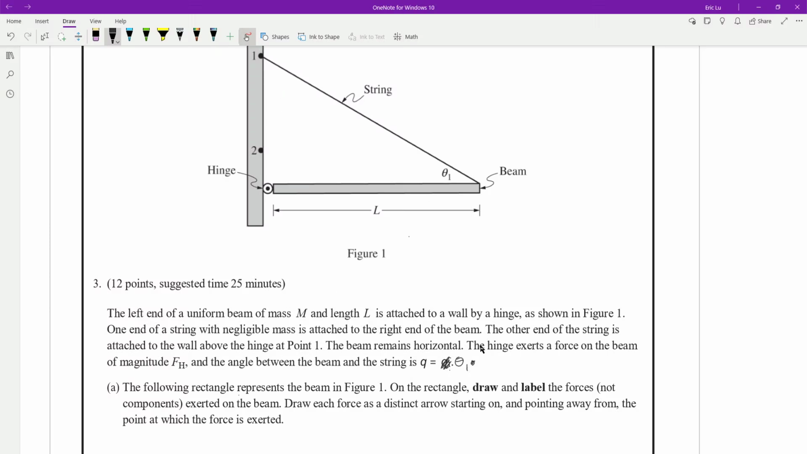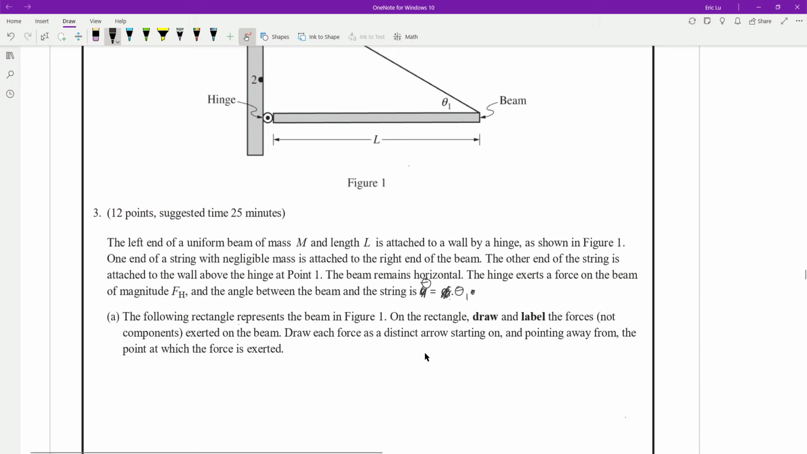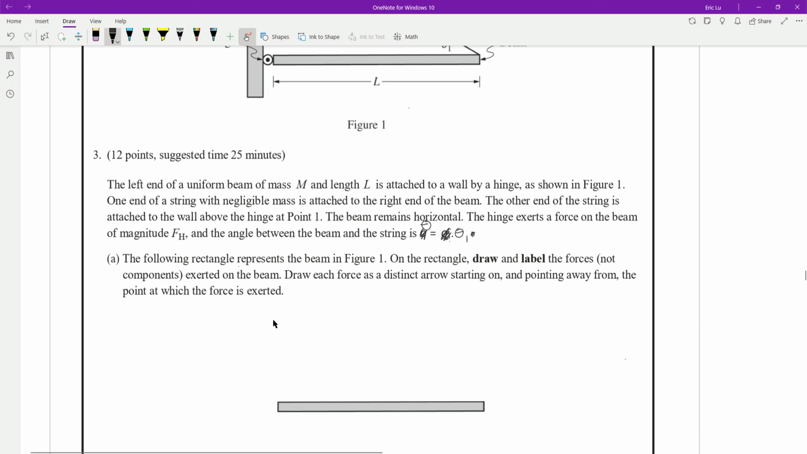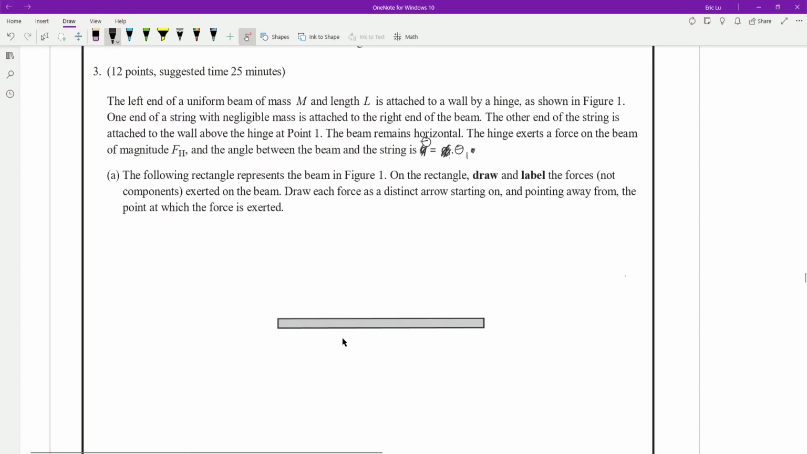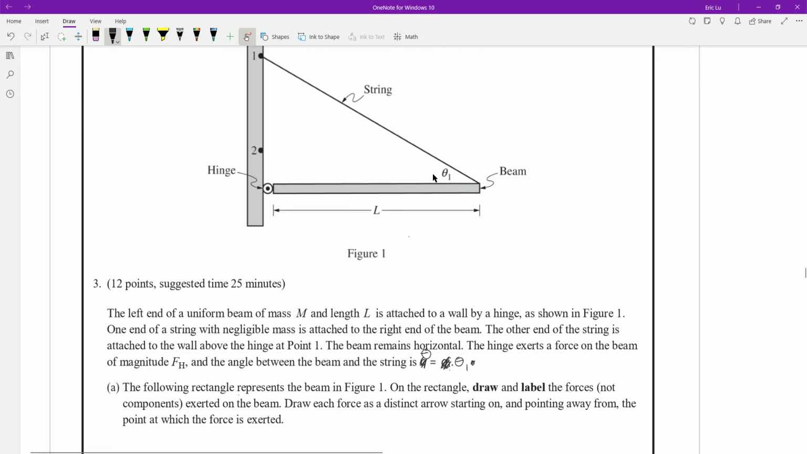The beam remains horizontal and the hinge exerts a force on the beam of magnitude Fh, and the angle between the beam and the string is theta equals theta 1. The following rectangle represents the beam. Okay, so you're supposed to do a free body diagram here on the beam.